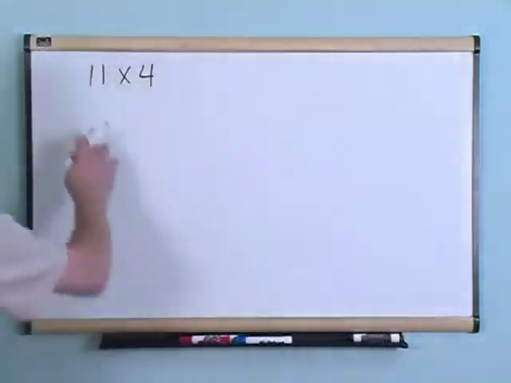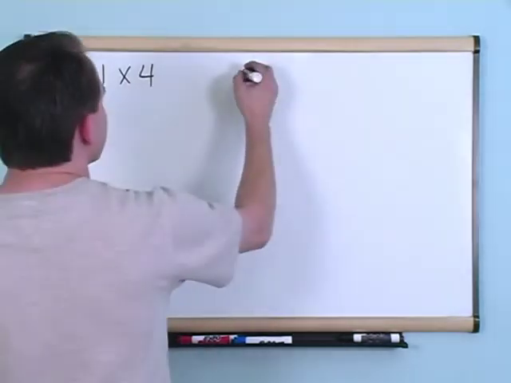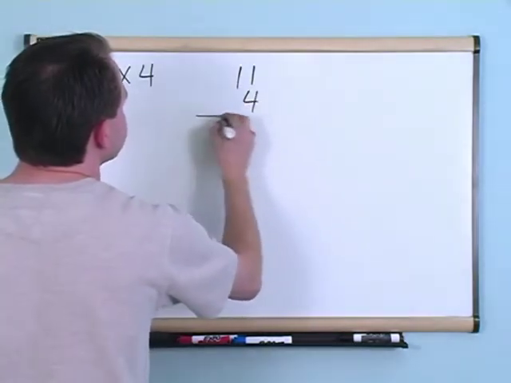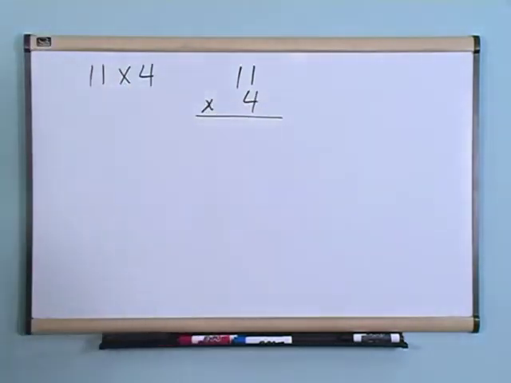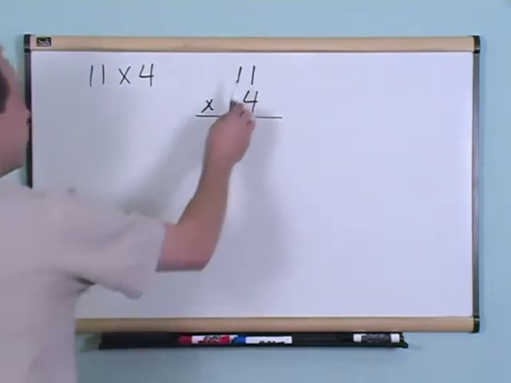But I'm going to teach you how to do this without having to remember it, okay? What you're going to do is write the bigger number on the top, just like we always do, and the smaller number on the bottom, okay? Now here is how you multiply. Again, you start in the right-hand column. You start in the right-hand column.